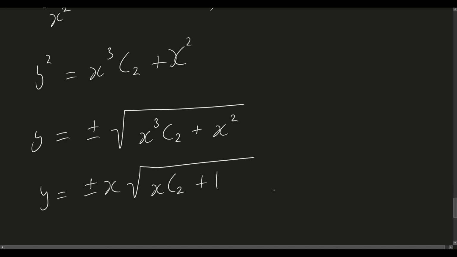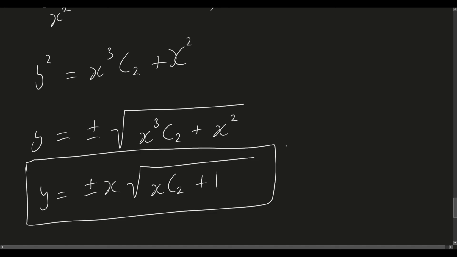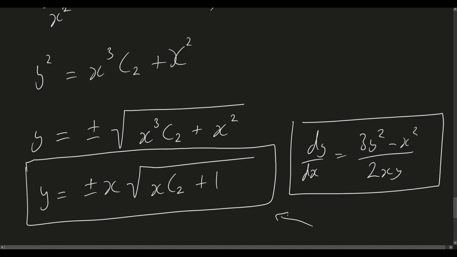And that is the solution to our initial problem, which, just as a quick reminder, was dy/dx equals 3y squared minus x squared over 2xy. So that was our problem, and this was our solution.